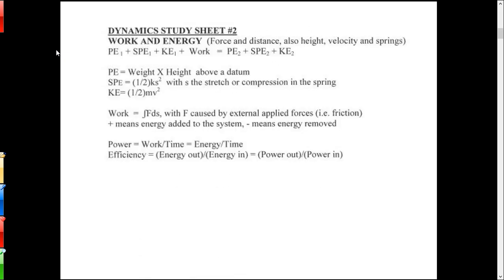First thing we got are the list of topics. Okay, so work and energy is first. When I see problems that involve force and distance, height, velocity, and springs, I start thinking about work energy. So you do want to think about which method goes with which type of problem.